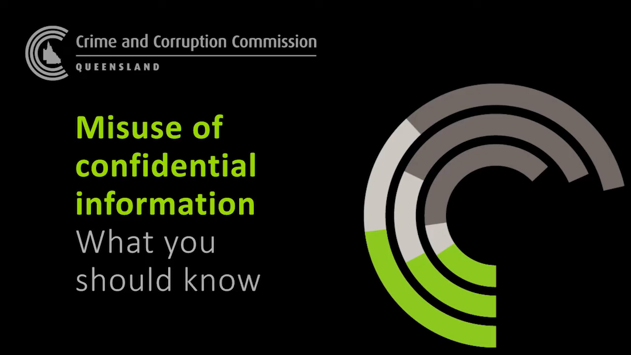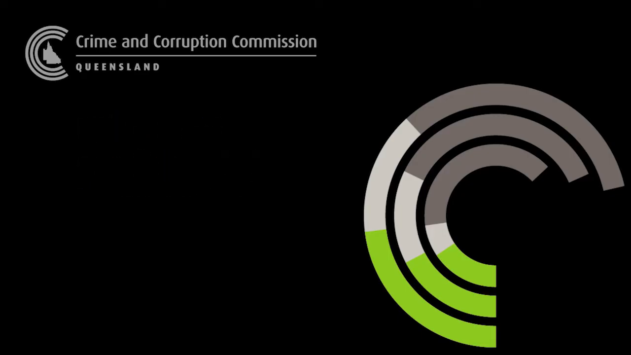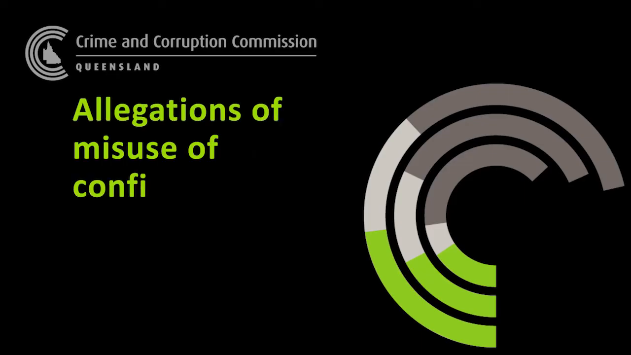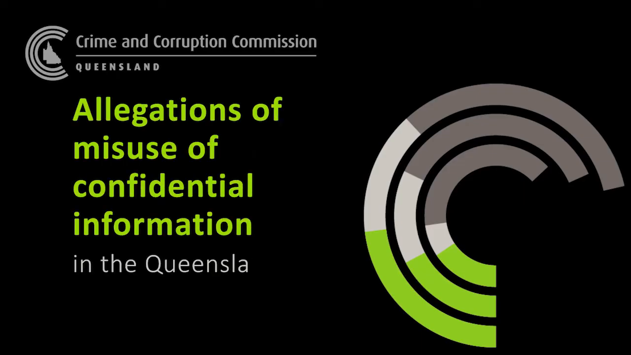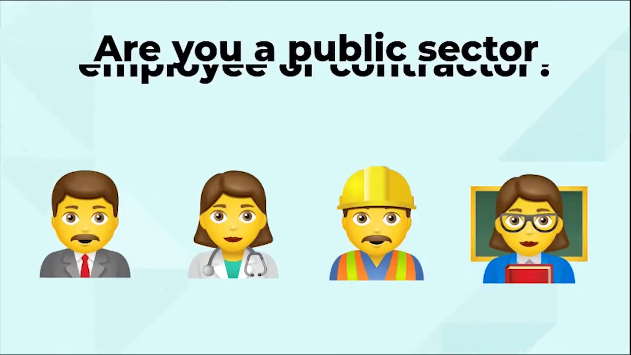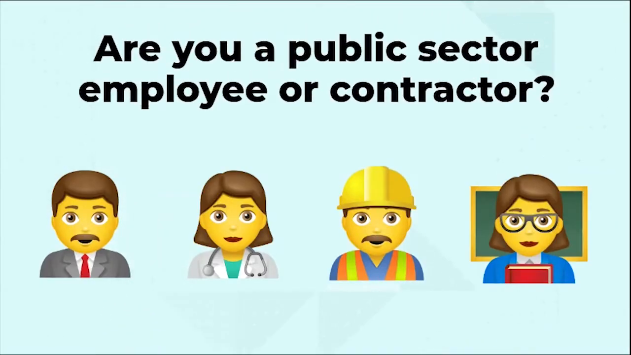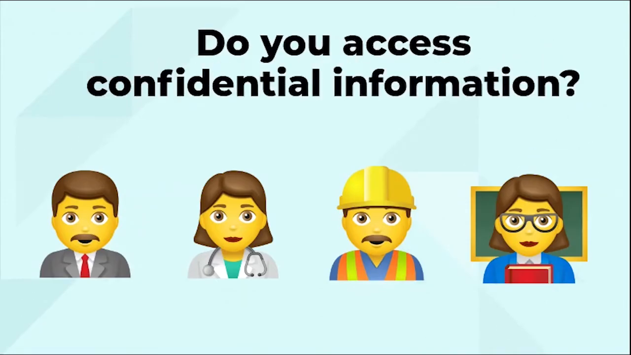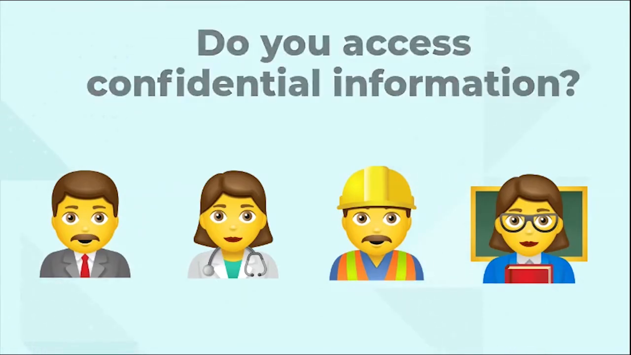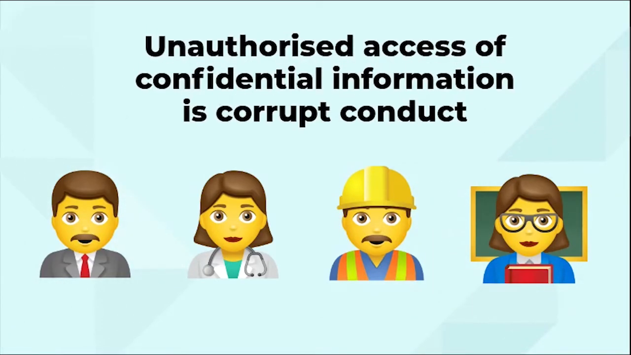The Crime and Corruption Commission assesses and investigates allegations of misuse of confidential information in the Queensland public sector. Are you a public sector employee or contractor? Do you have access to confidential information? You need to know the unauthorised access of confidential information is corrupt conduct.